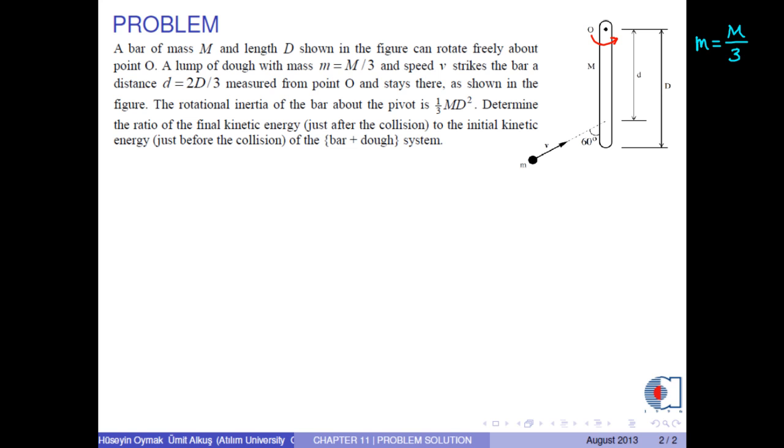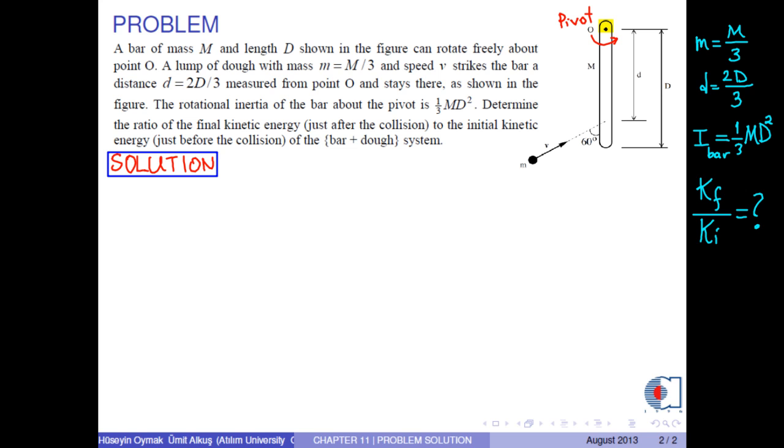A lump of duff with mass m, which is M over 3, and speed v strikes the bar at distance d, which is 2D over 3, measured from point O and stays there. The rotational inertia of the bar about the pivot is 1/3 M D squared. Determine the ratio of the final kinetic energy just after the collision to the initial kinetic energy just before the collision of the bar-duff system.